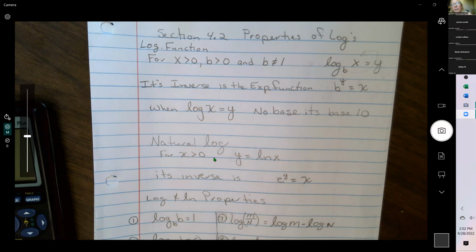The natural log is the ln. y equals the ln of x, or the natural log of x. It's an inverse with e. So y equals the natural log of x. x and y would be the same values as e to the y equals x. They're inverses.